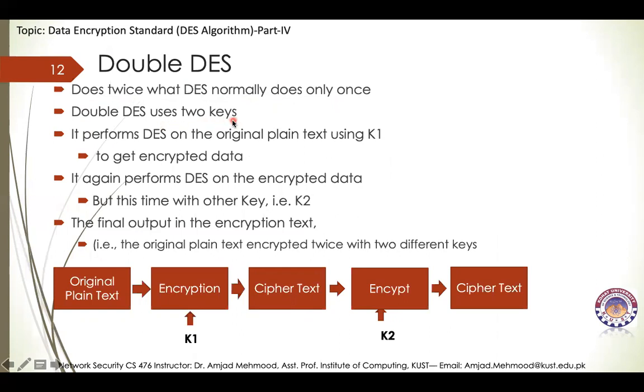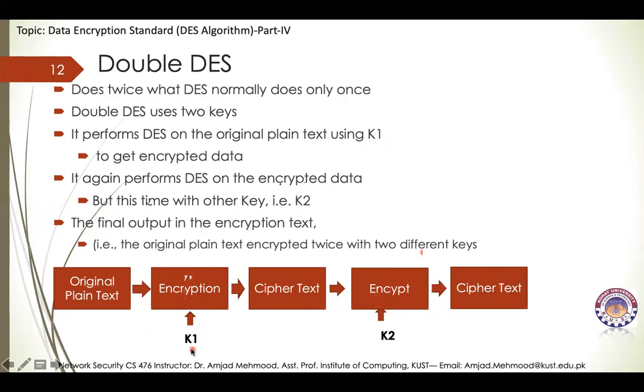Double DES uses two keys. It performs DES on the original plain text, using K1 to get encrypted data. It again performs DES on the encrypted data, but this time with the other key, K2. The final output is the encrypted text: the original plain text encrypted twice with two different keys. So DES will be applied here and DES will be applied here.